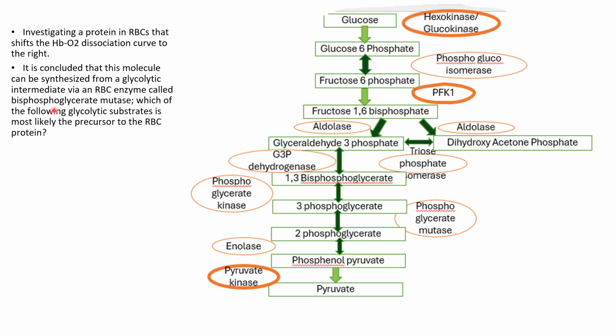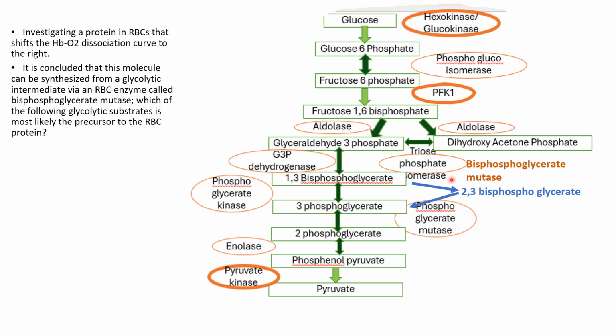So the enzyme is bisphosphoglycerate mutase. So this bisphosphoglycerate mutase will convert 1,3 bisphosphoglycerate to 2,3 bisphosphoglycerate, which again can get converted to 3-phosphoglycerate. We know that 2,3 bisphosphoglycerate, which is abbreviated as 2,3-BPG, is that protein which will shift the oxygen hemoglobin dissociation curve to the right, isn't it? So that's what they are asking, and they are telling you that the RBC enzyme is bisphosphoglycerate mutase.